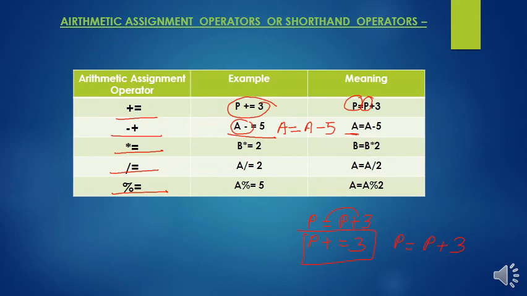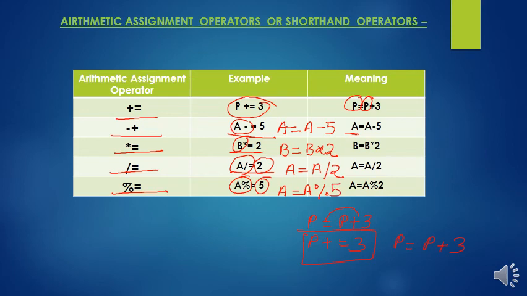B asterisk 2 means first you write b equals, then place b asterisk, and after that you write what? 2. A slash 2 means first you write a is equal to, then you write what? A slash, and right after that the value 2. A mod equal to 5 means first you write a is equal to, then you write a mod, and after that the value 5.